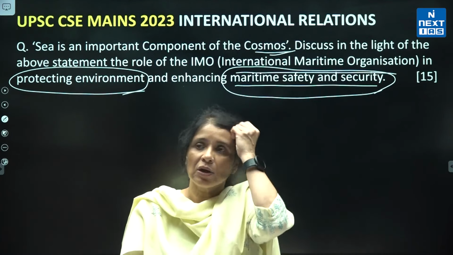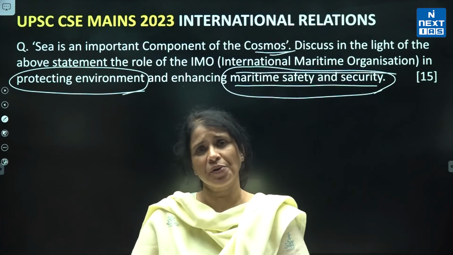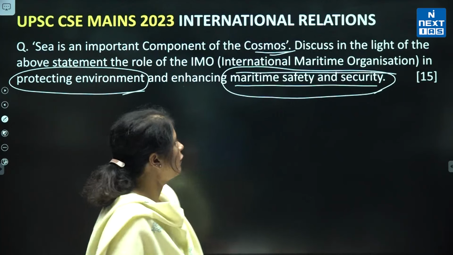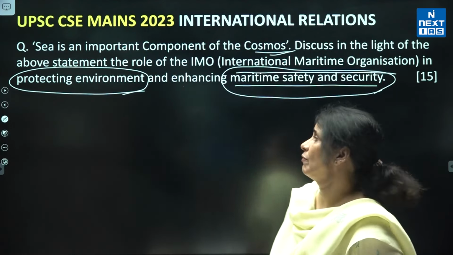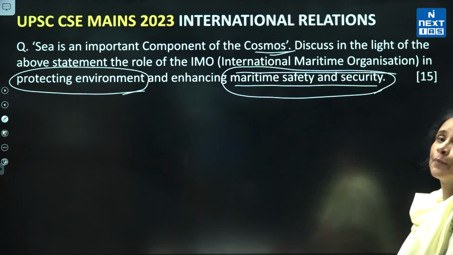And it's not only the lives of people; ship wreckage also causes a lot of marine pollution. So basically, overall there are so many initiatives. I have just named a few important ones. So this organization is working towards this.